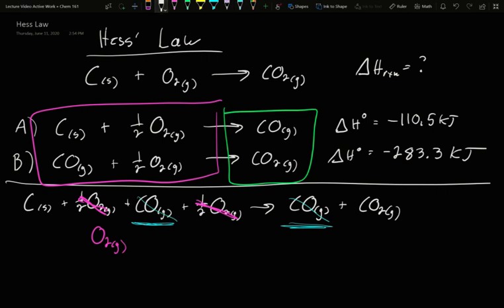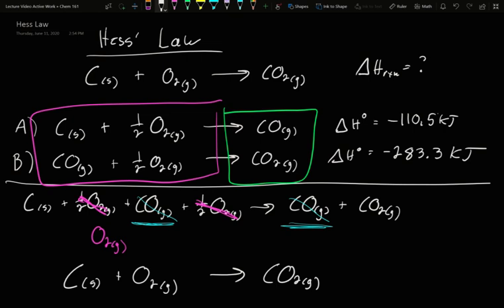What I'm left with afterwards, if we consolidate at the bottom, is a carbon solid on the left. There's no matching on the right to cancel it. There's a full O2 gas on the left. And that's it. We've canceled the carbon monoxide. The arrow goes to the other side, and all that's left is CO2 gas. We took two different reactions, and we were able to combine those reaction formulas, and what we get out is the formula we originally wanted.